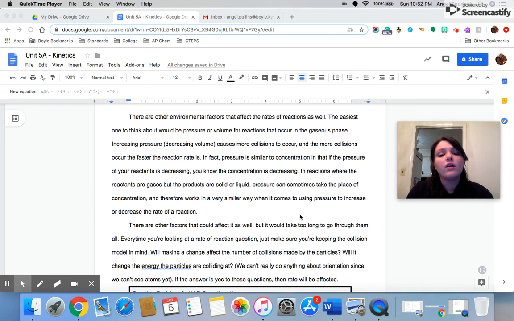Now, there are other environmental factors that affect the rate of reaction. Pressure, volume, those are the 2 biggest ones, and some others. But every time you get asked this question, just think about how is it going to affect my number of collisions, my orientation, or the energy at which my collisions occur, and you'll be able to answer the question, okay?